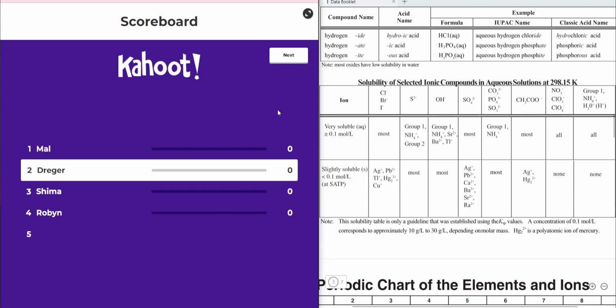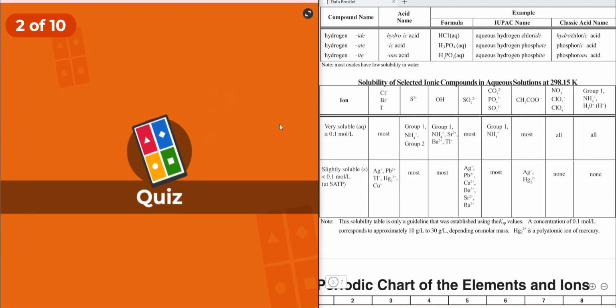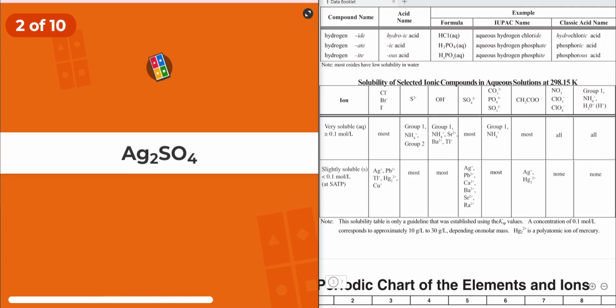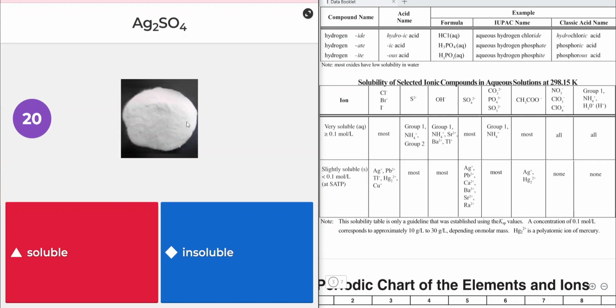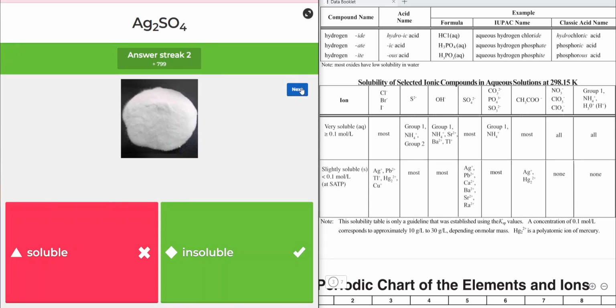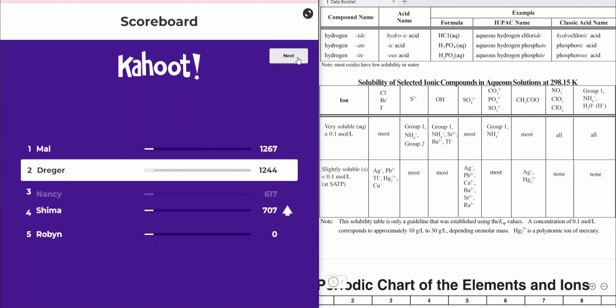So let's take a look at another example. So silver and then SO4. So silver is not group 1. So let's look at SO4. And silver is insoluble, so let's click on that one. So let's take a look at the next one here. Ooh, we're doing pretty well.